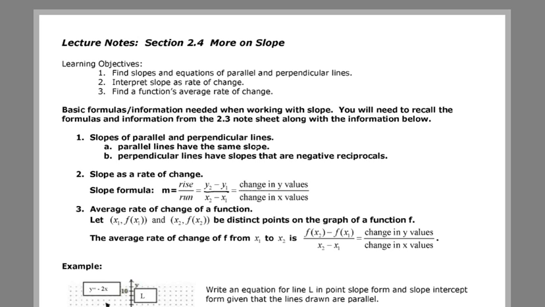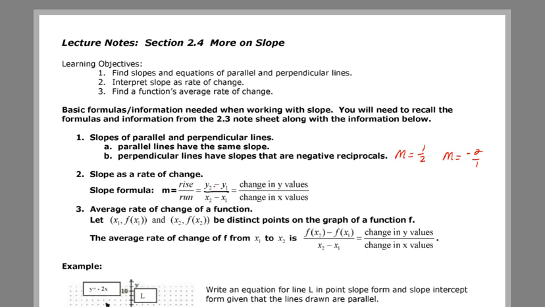We still need to recall the formulas that were given on the 2.3 note sheet, along with this information about slopes of parallel and perpendicular lines. Parallel lines have the same slope, perpendicular lines have slopes that are negative reciprocals. If I have one line that has a slope of 1/2, then the perpendicular line to that will have a slope that is its reciprocal, 2/1, but opposite in sign, -2/1. So those are considered negative reciprocals: opposite in sign, and one is the reciprocal of the other.